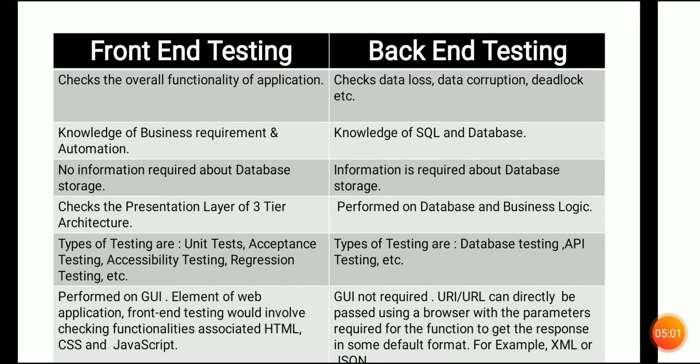Types of testing in front-end testing are unit testing, acceptance testing, accessibility testing, regression testing. Back-end testing covers database testing, API testing. Front-end testing is mainly done on the GUI, that is, the graphical user interface. Front-end testing of a web application would involve checking functionalities associated with HTML, CSS, and JavaScript. GUI is not checked in back-end testing.